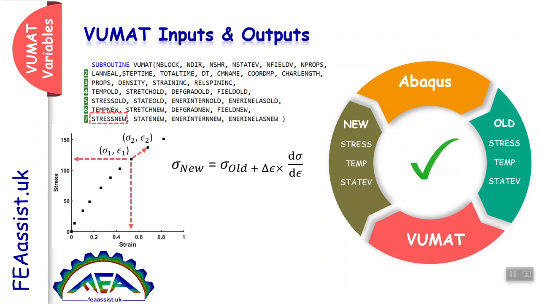the strategy is that the new value is the old value plus the derivative function, which is the function of the slope of the diagram and the incremental amount of the strain, as you can see here. For example, in elasticity and elastic problems, the slope is the elastic modulus or elasticity stiffness matrix. Understanding all these variables is necessary to write a good VUMAT.